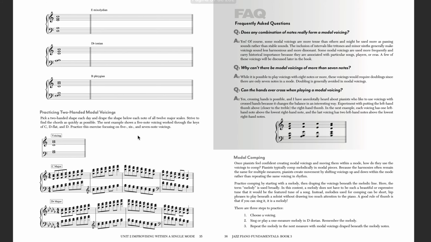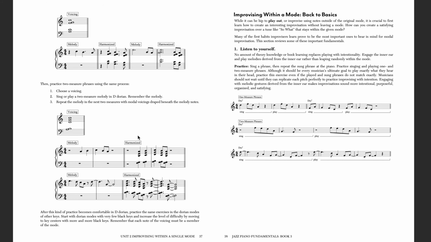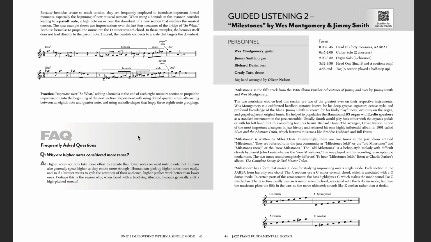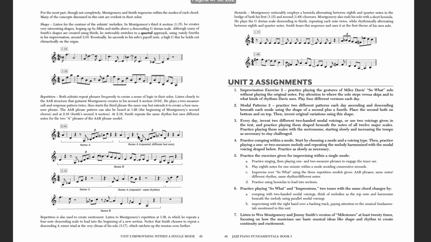So we're looking at two-handed modal voicings, modal comping, improvising within a mode. Great guided listening from Wes Montgomery and Jimmy Smith. I know not thought of as modal musicians, but their version of Milestones is just a great one. 7 assignments for Unit 2.